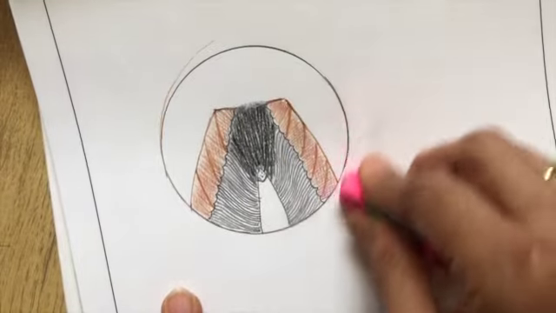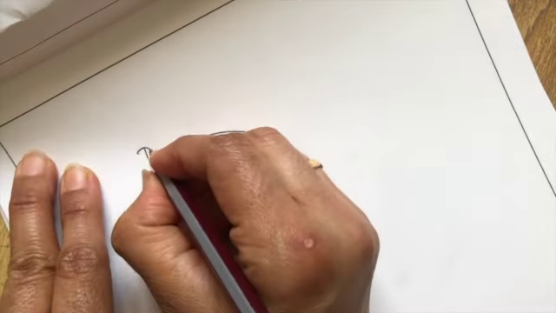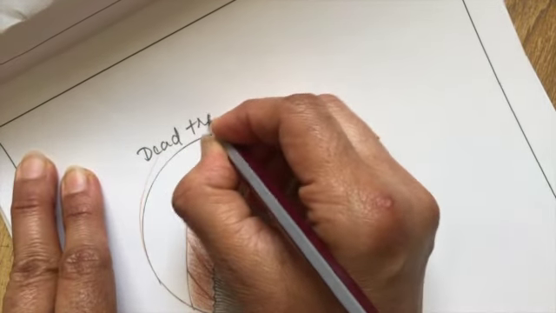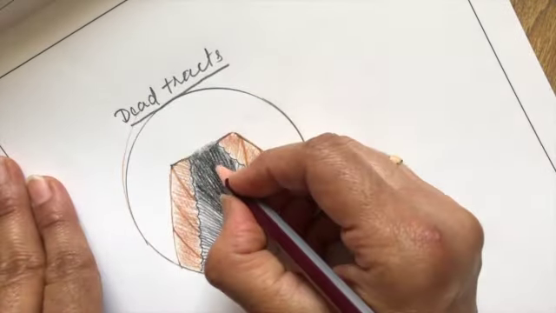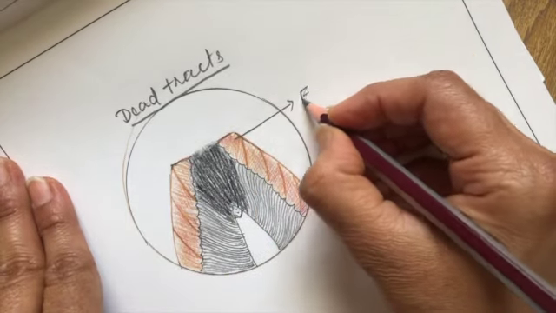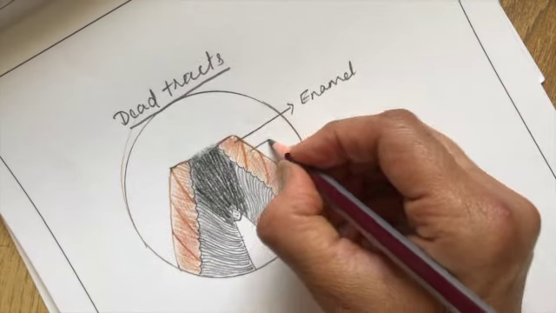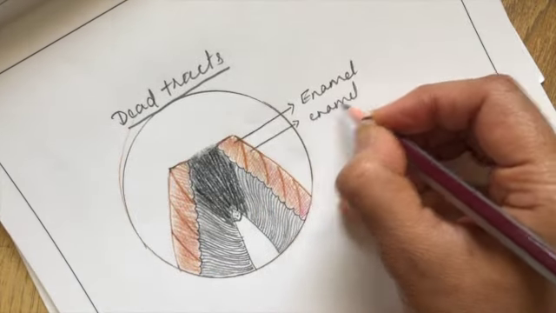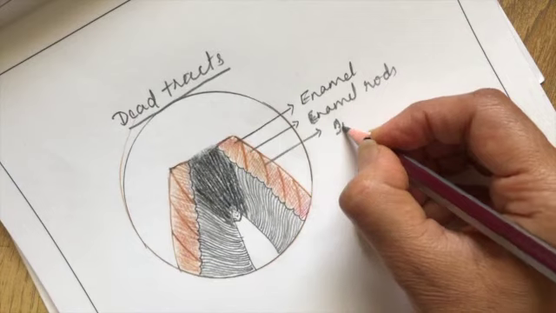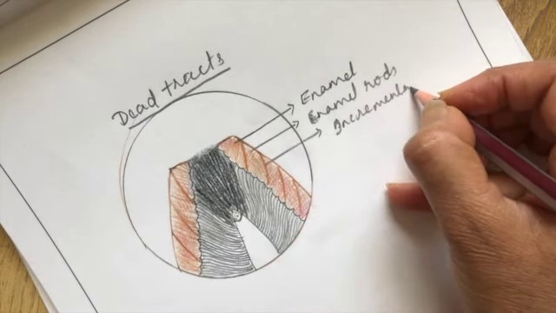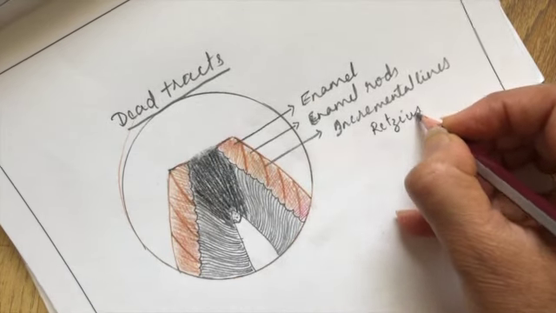This is the drawing of dead tracts. We'll start labeling. This is how dead tracts appear under transmitted light. So this is the enamel. You can label all the details of the enamel. You can label the enamel rods. You can draw the incremental lines. Incremental lines of Retzius in enamel.